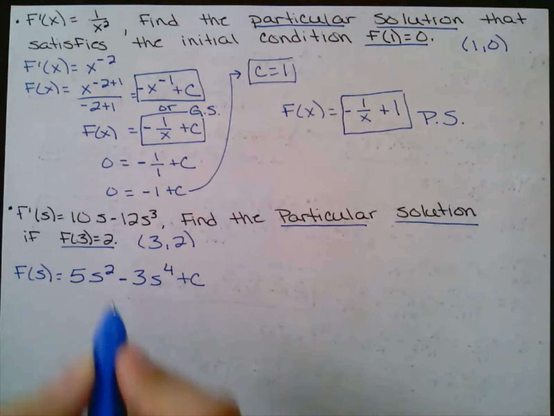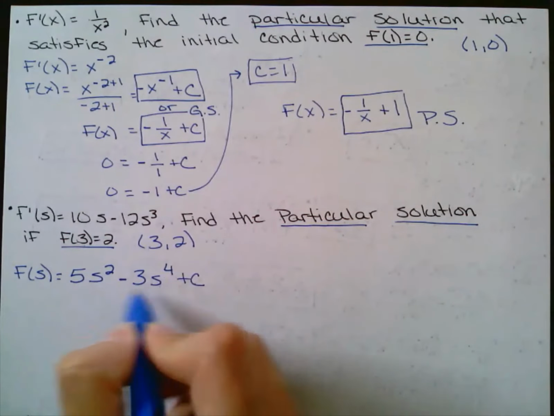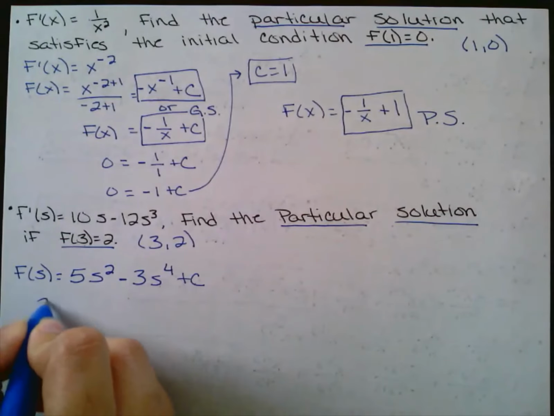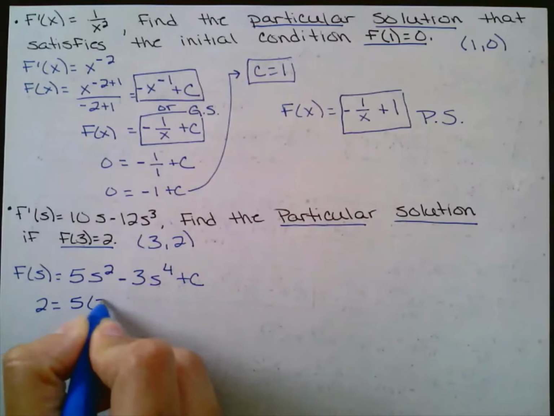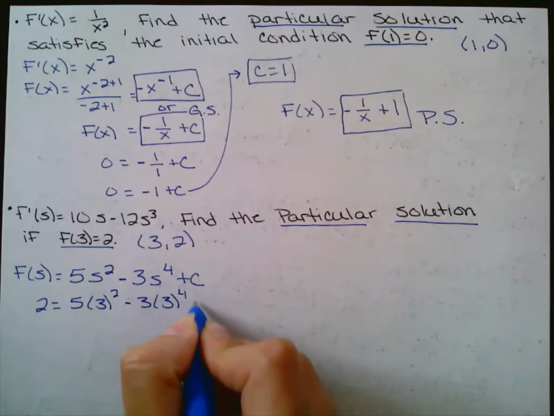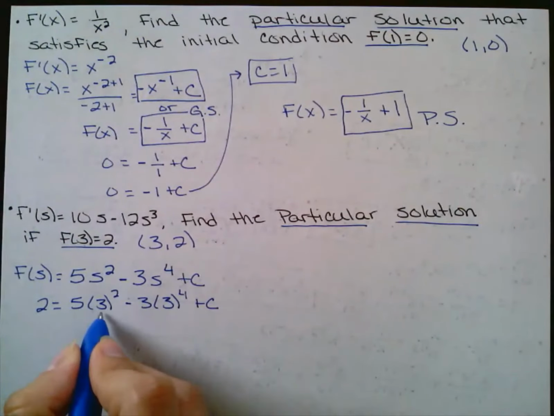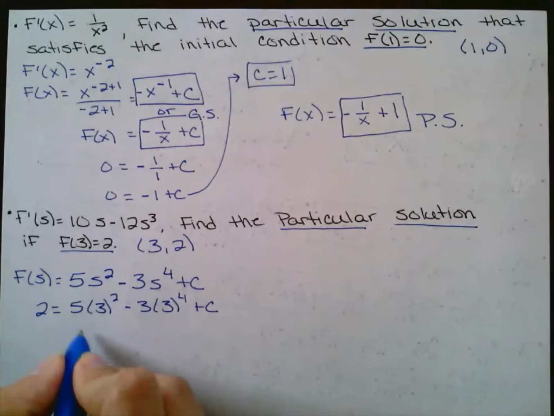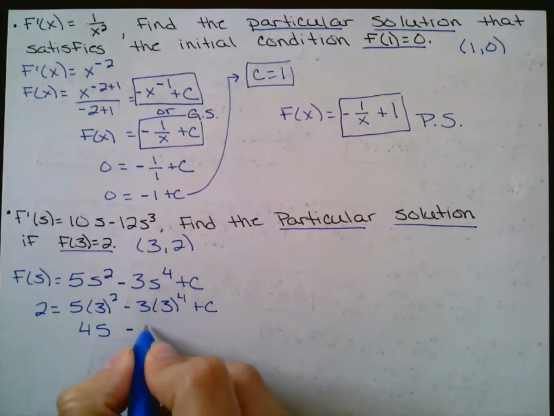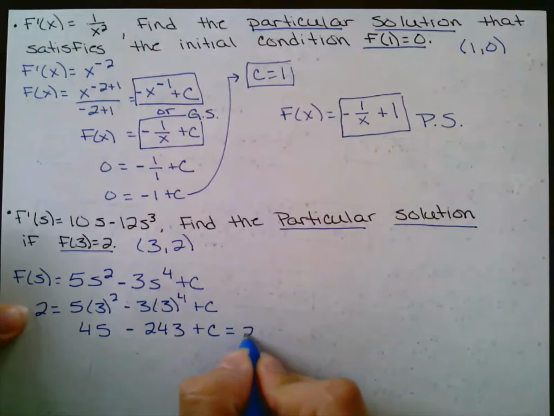Now we're going to grab that ordered pair. If this is our x and our y, that means the inside is our s, so 3 is going to replace the s's, and 2 is going to be what f of s is, okay? So I'm going to say 2 equals 5 times 3 squared minus 3 times 3 to the 4th plus c. So here I get 3 squared is 9, 9 times 5 is 45, minus here 3 cubed times 3, I get 243 plus c, and I'm just going to put my equals 2 over here, a little easier to see.